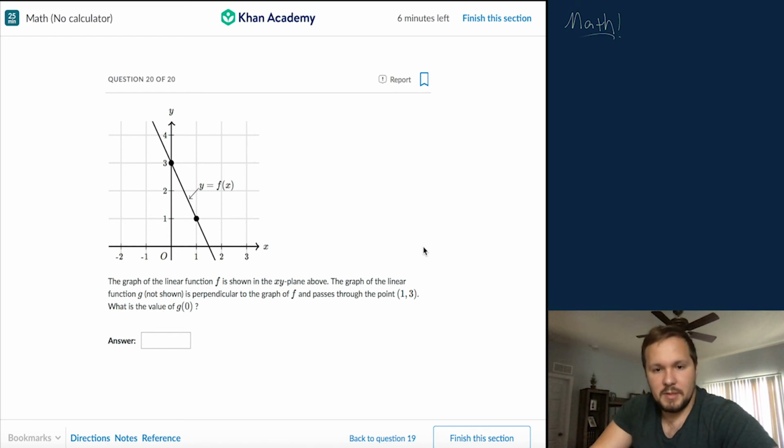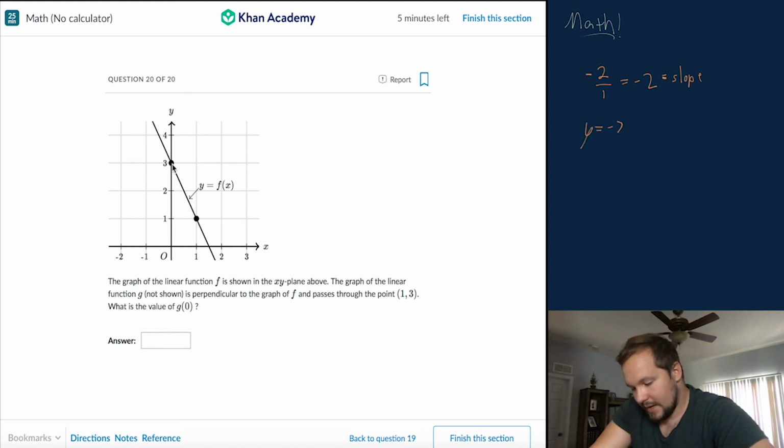And when you have a perpendicular graph, it means that you take the negative inverse of the slope of your initial graph. So here, when it's rise over run, it goes down 2, so -2, and it goes over 1. Slope is -2. And then we can find the rest of the equation by looking here. This is a y-intercept of +3, so y equals -2x plus 3.